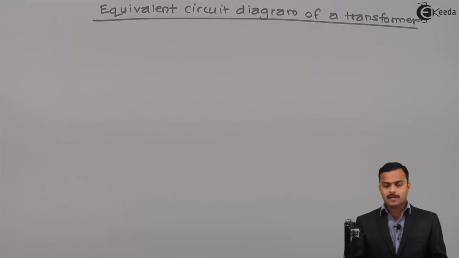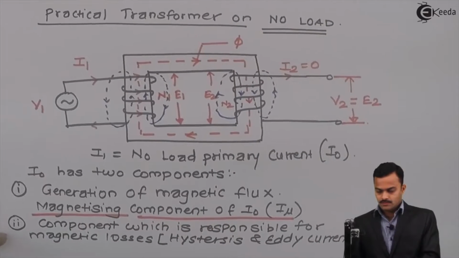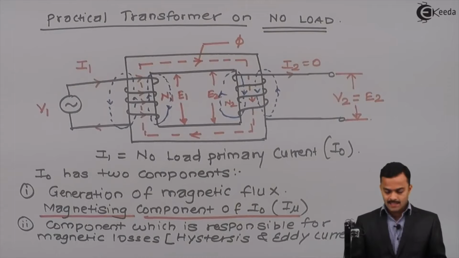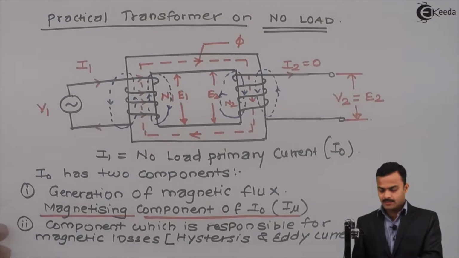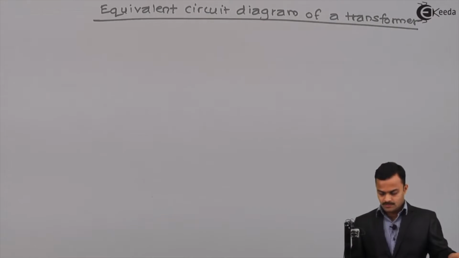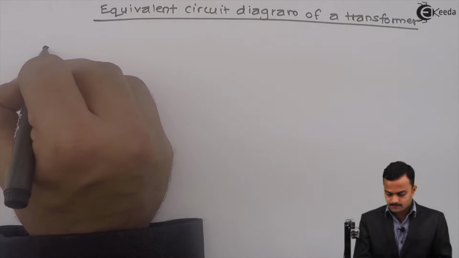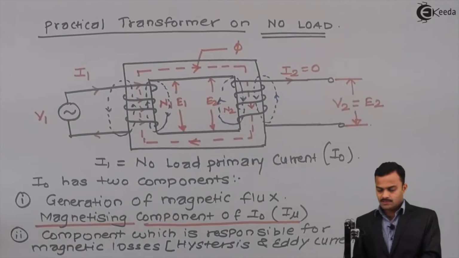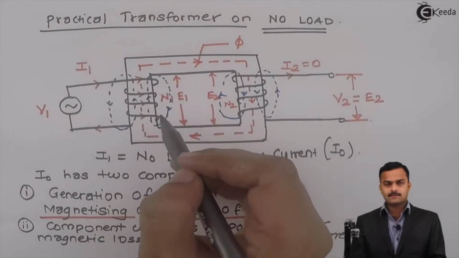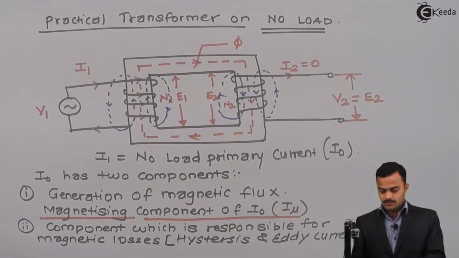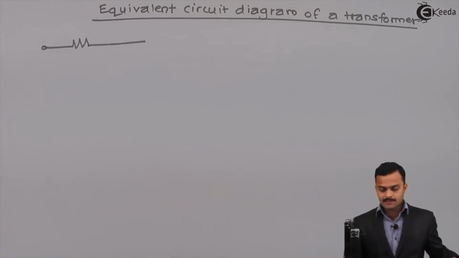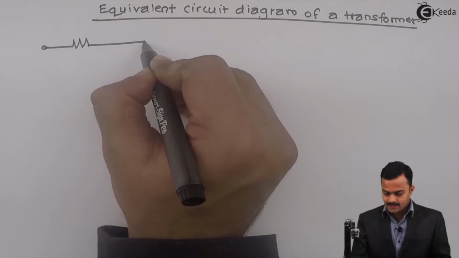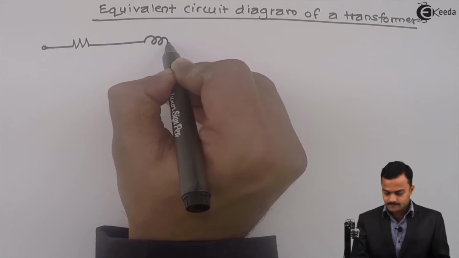So let's check how we are going to write the equivalent circuit of a transformer. I will start from the primary side. On the primary side there are a number of turns, so obviously primary winding resistance will be there, represented as R1. So it will be like this. Now some amount of flux is getting leaked in the air. On account of that, I will represent it as leakage reactance at the primary side.